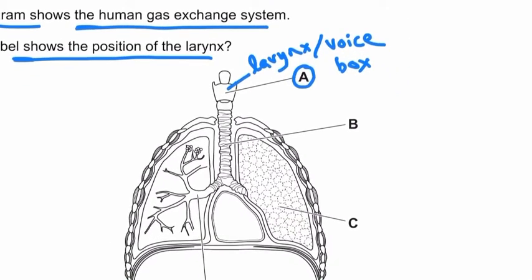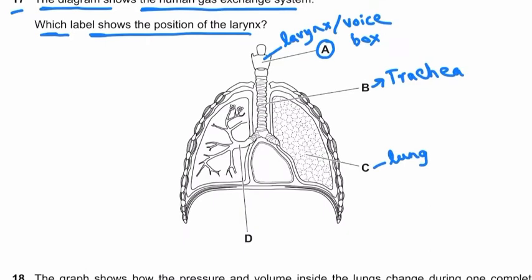Guys, what about B? B is the trachea. C is the lung. D is the bronchus.